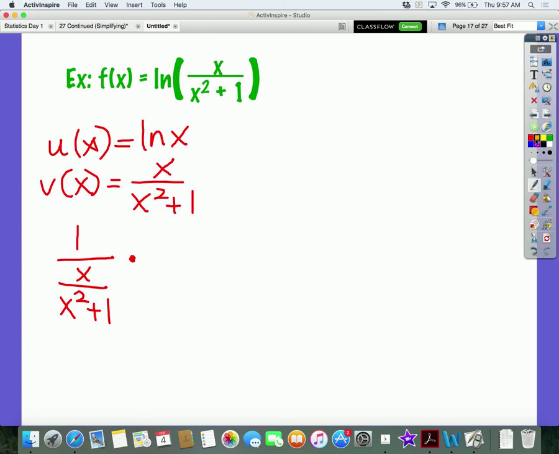Now to do the derivative of the inside, you have to use the quotient rule. So quotient is what? Okay, so let's do it in pieces. Low d high. What's the derivative of x? 1. Minus high d low. What's the derivative of x squared plus 1? 2x. All over low low.